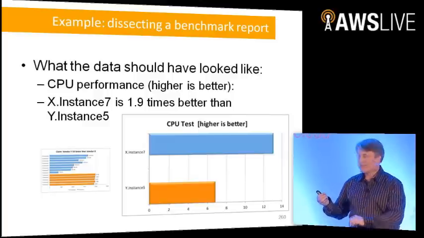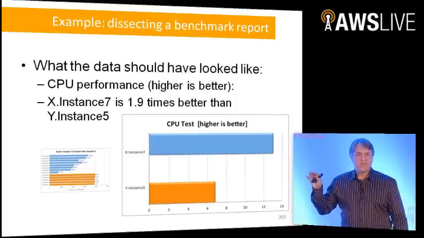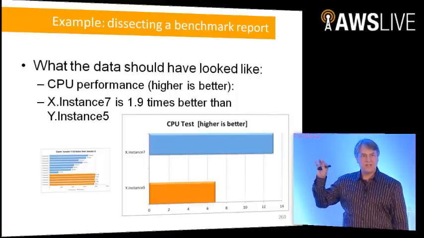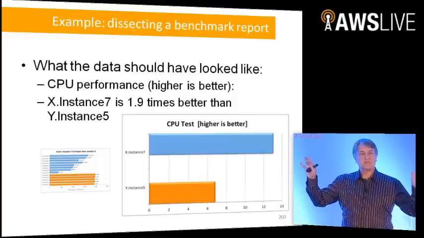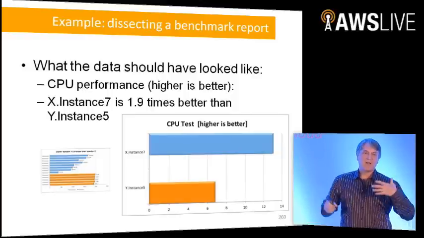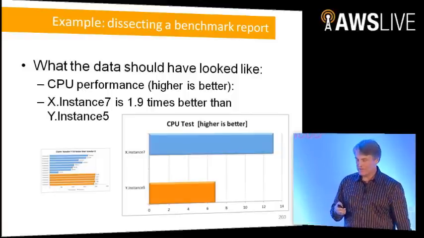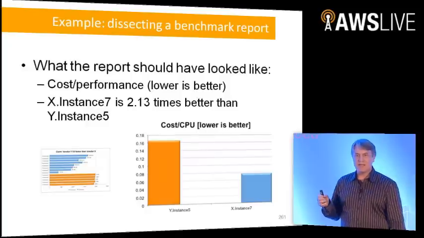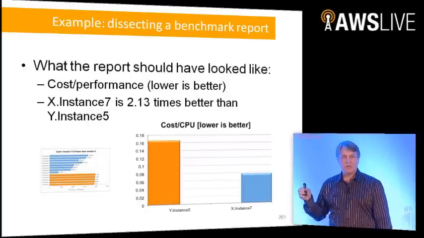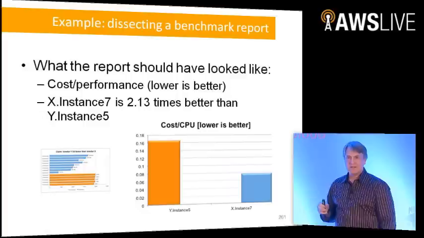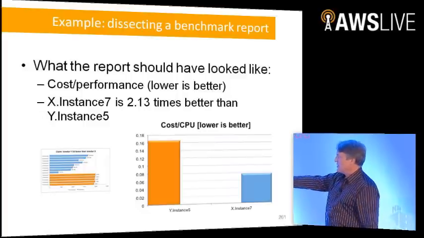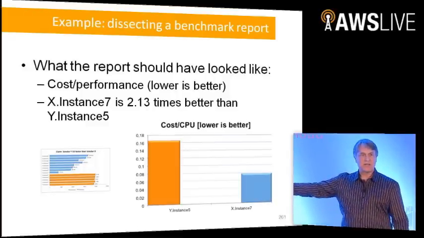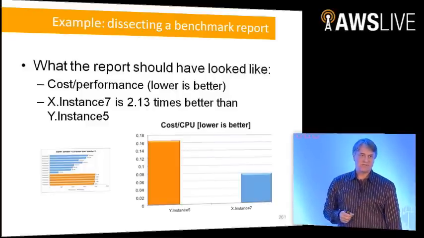However, most of us have to deal with real realities, and speed alone, people rarely come to you and say, price is no object, give me the best. No, they want to say price performance. So if you take the same data and apply cost to it, where lower is better, then the final result, taking apart this benchmark report, is that the blue was actually 2.13 times better than the orange.